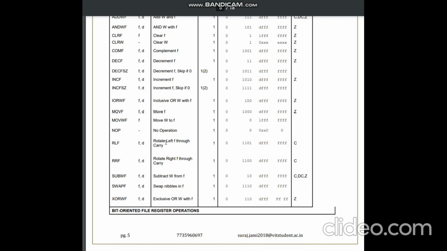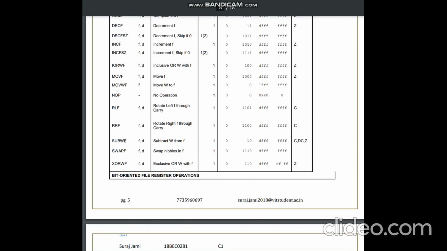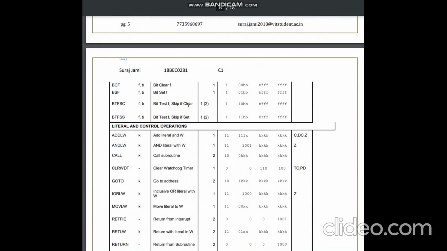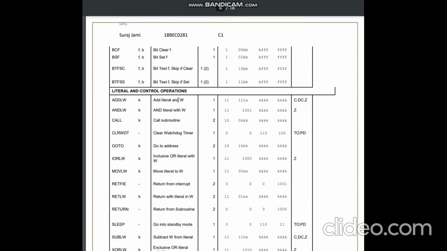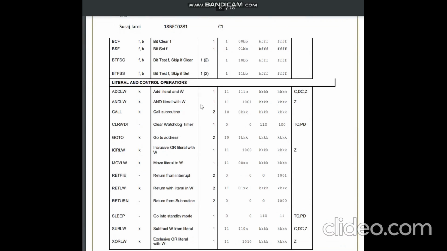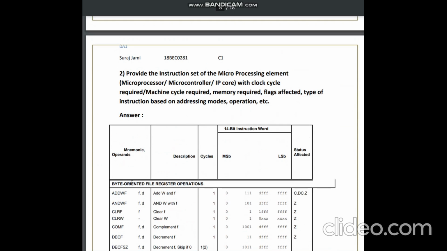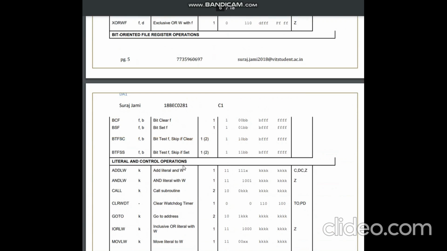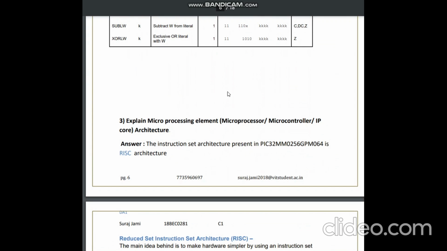This is rotate left through carry, RLF F, D. So this part is rotate left F through carry, and subtract is SUB. For swap we use SWAP, and exclusive or W with F, XORWF. So yeah, we have more. This is the literal and control operations. The first one was byte oriented file register operations. Okay, let's go to the third question right now.